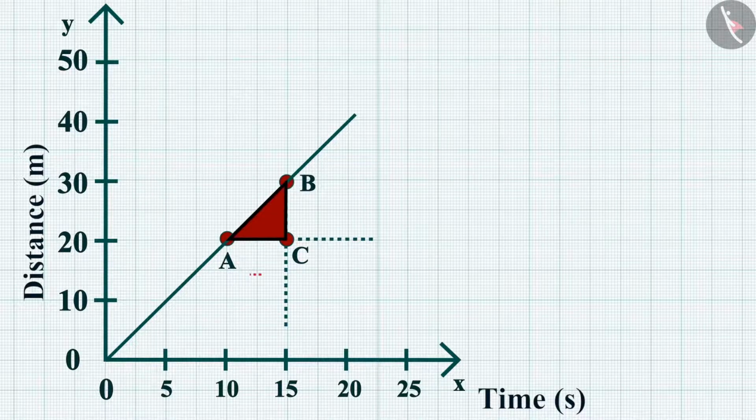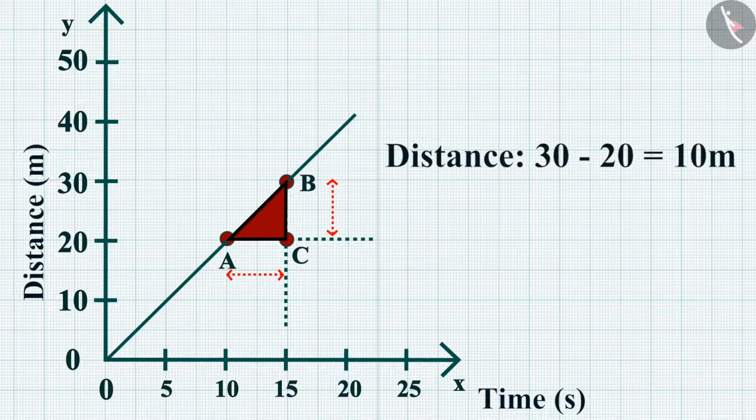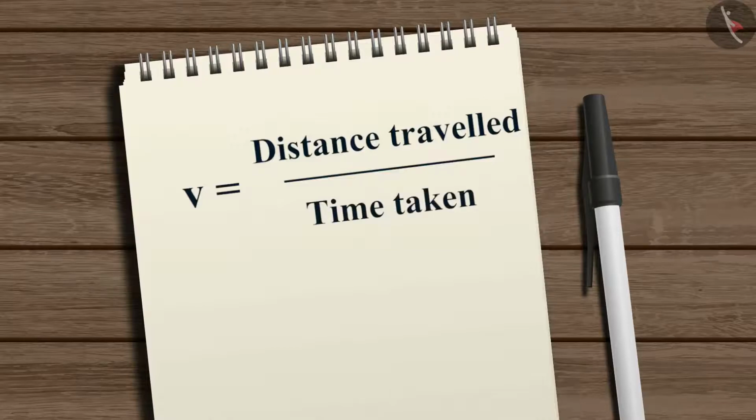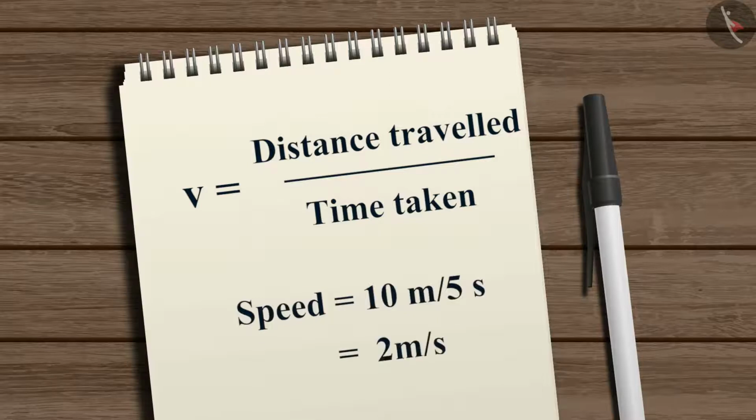Now, on the graph, AC denotes the time interval while BC corresponds to the distance. We can see from the graph that as the object moves from point A to B, it covers a distance 30 minus 20 is equal to 10 meters, in time 15 minus 10 is equal to 5 seconds. The speed v of the object can be determined as v is equal to distance travelled upon time taken. Speed is equal to 10 meters upon 5 seconds, which is equal to 2 meters per second.